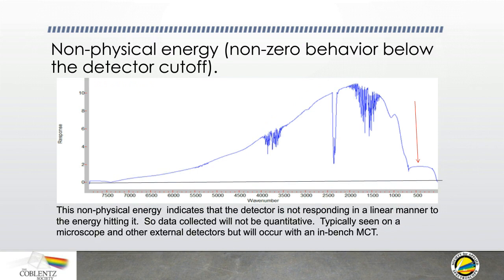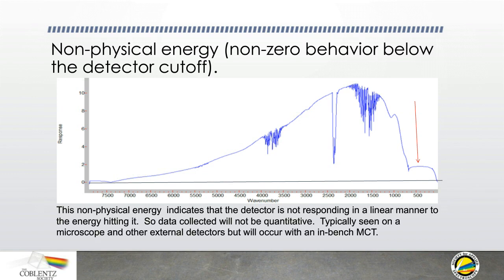In this particular single beam that I'm showing you, we can see that there's a substantial amount of water vapor, a substantial amount of carbon dioxide, and over here where the red arrow is, we're seeing what's called non-physical energy. Non-physical energy is due to a situation where the detector is saturated. Sometimes this happens in microscopes with mercury cadmium telluride detectors that are liquid nitrogen cooled. But when you see non-physical energy, that can indicate that your spectra are not going to behave properly when you're trying to do quantitative analysis.